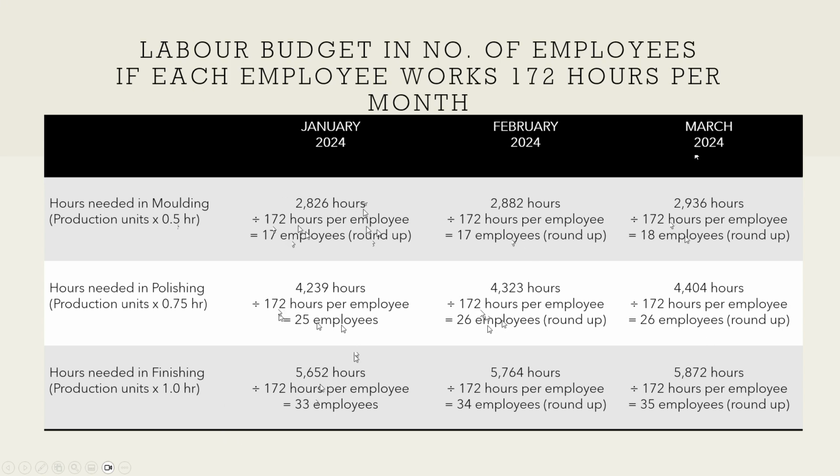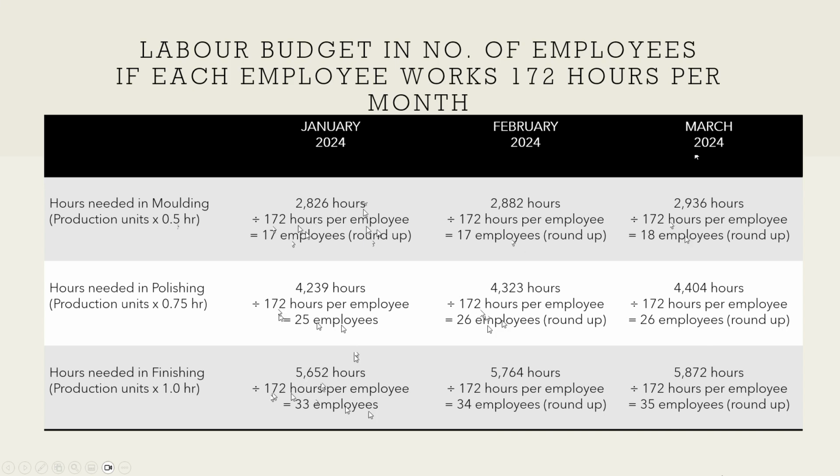And then the finishing department, 5,652 hours for January, divided by the 172 hours each one is working, means that we need 33 employees in the finishing department, 34 in February and 35 in March.